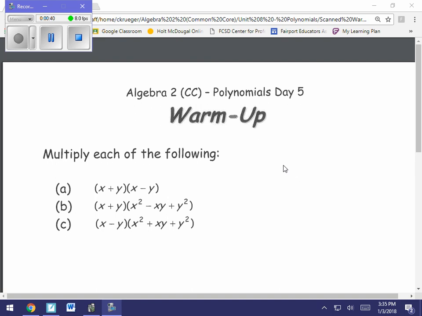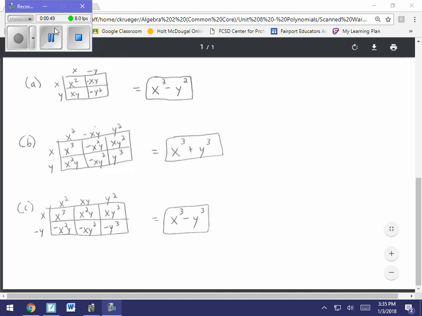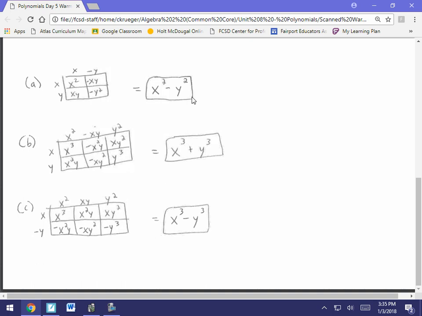Okay, so if you've multiplied all these out, say using our box method for the 2 by 2 and the 2 by 3, this is what you should end up with. So x plus y times x minus y is x squared minus y squared. Multiply the binomial times the trinomial, and you end up with x to the third plus y to the third. The other binomial times the trinomial should get you x to the third minus y to the third. We're going to come back to that in our notes, but that was good practice of some of our multiplication.